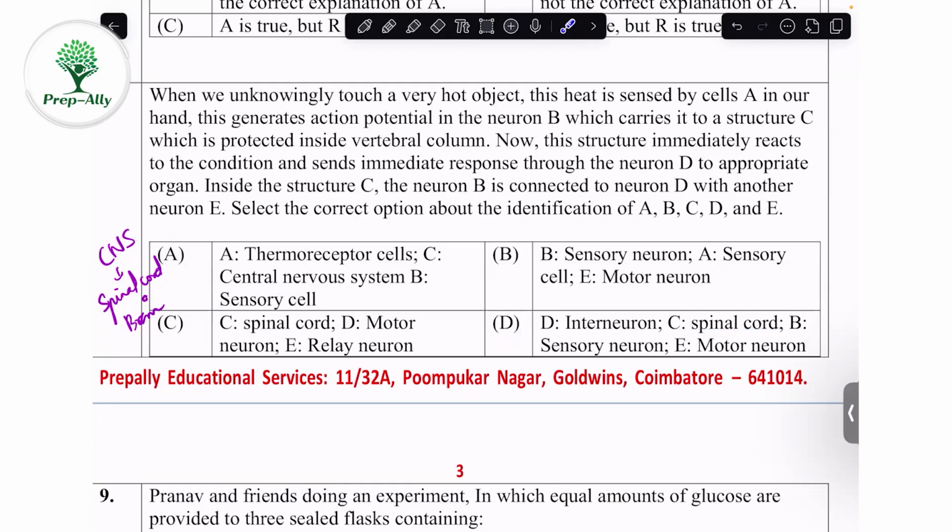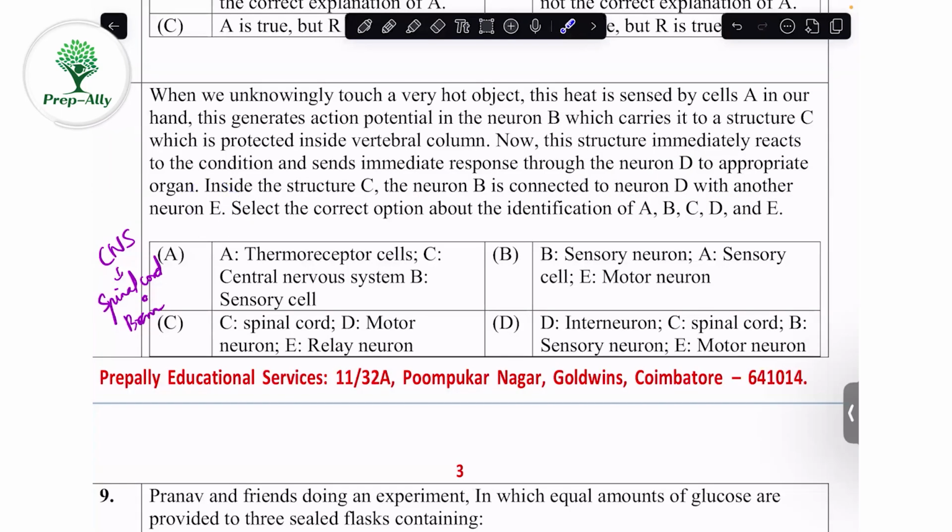So they have given: this structure immediately reacts to the condition and sends immediate response through neuron D to appropriate organ. Inside the structure C, the neuron B is connected to neuron D with another neuron E. So E is another neuron, that means motor neuron. The last thing will be motor neuron only. So this E has motor neuron, and this also has motor neuron.